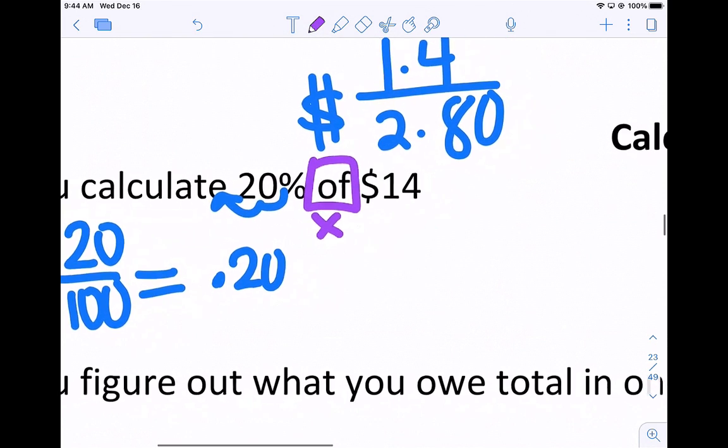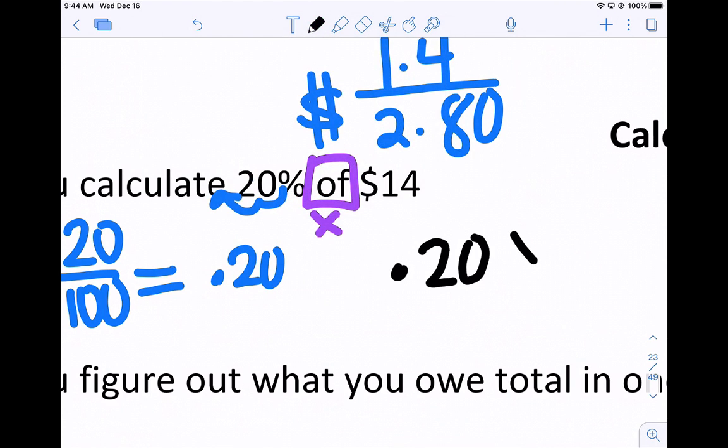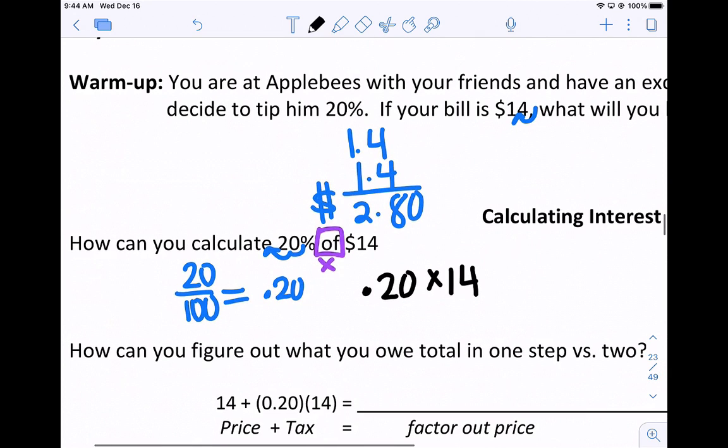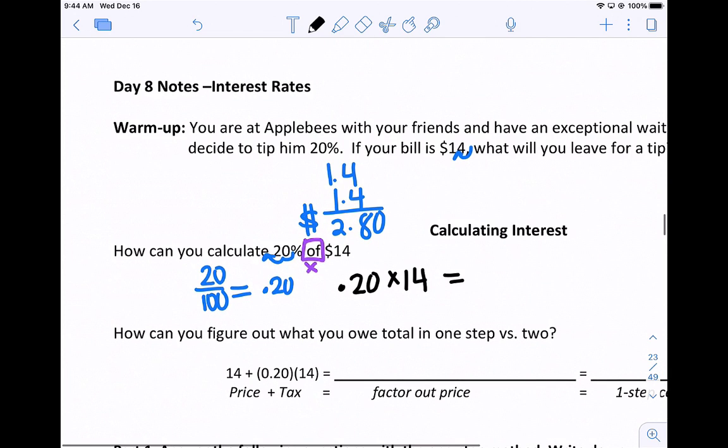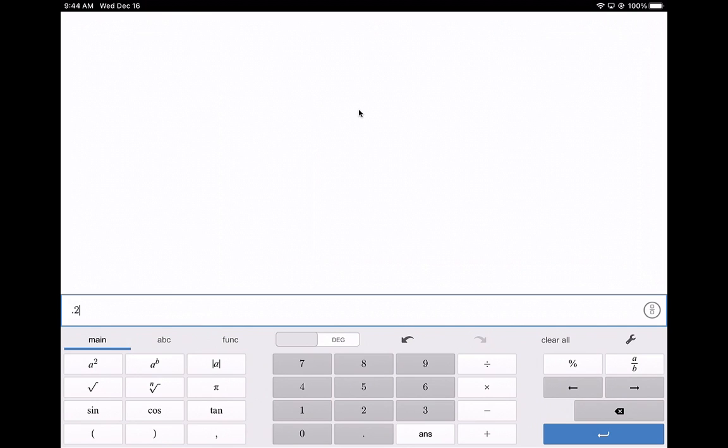So if I want 20% of 14, I can take 0.2 times 14, and we can calculate what 20% of 14 is. So in our calculator, let me pop that up. So I could do 0.20 or 0.2 times 14, and we'll get the 2.80 like we calculated before.